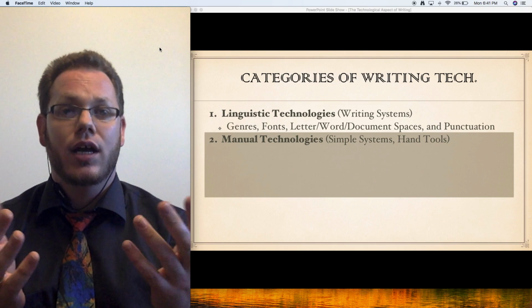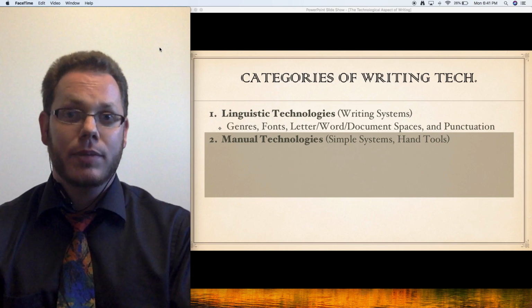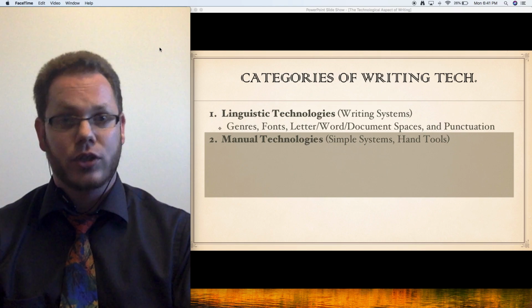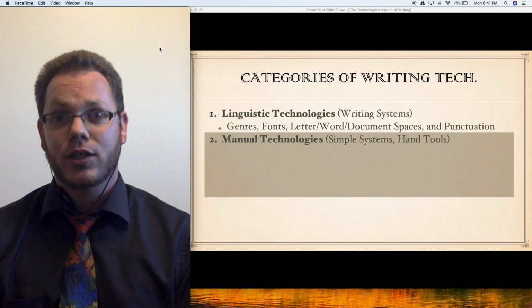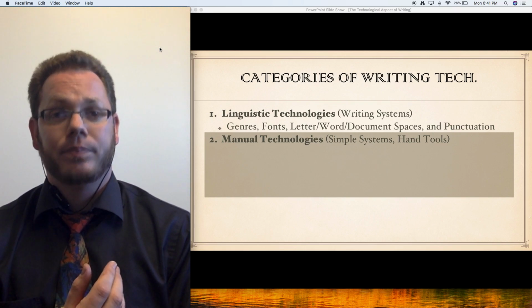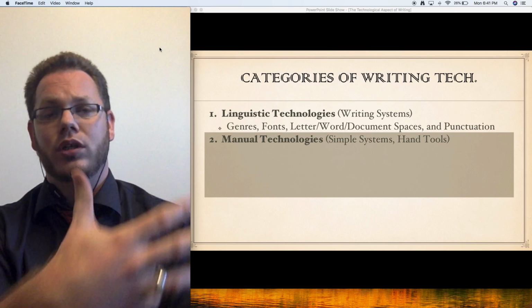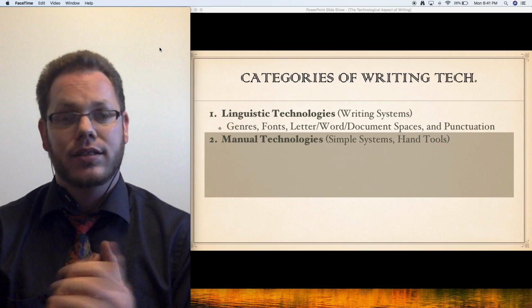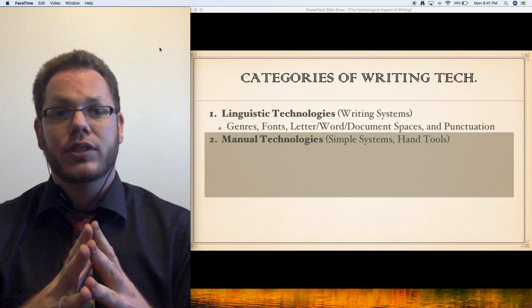Manual, like manos, you may go in the bathroom and see lávense las manos at McDonald's or some other restaurant where it's got the English wash your hands and the Spanish. Depends on the region of the country you're in, I guess, or if you're even in the U.S. But that manual technology, that word manual, comes from that same root. And so it has to do with things in the hands. So hand tools and simple systems.